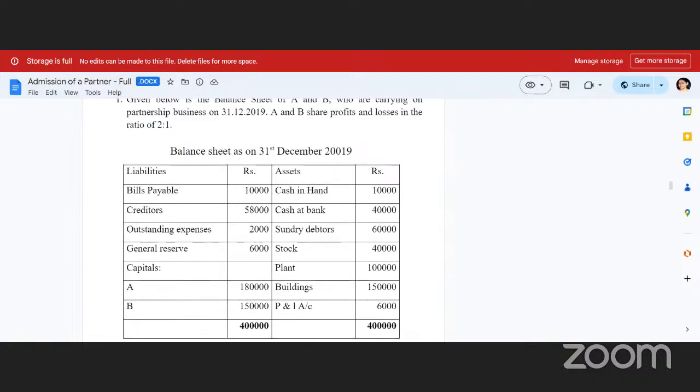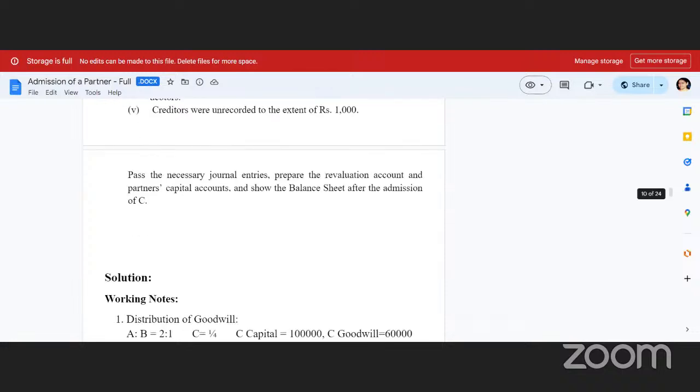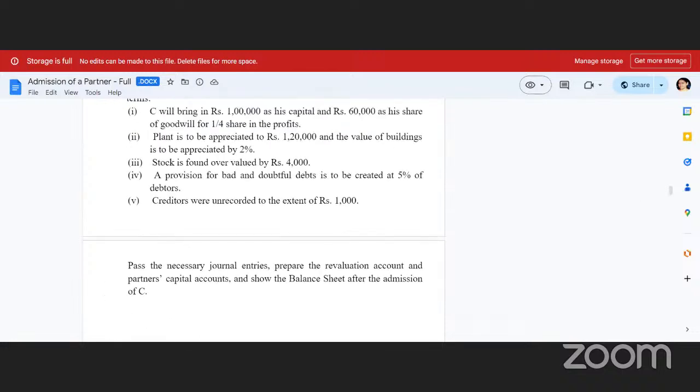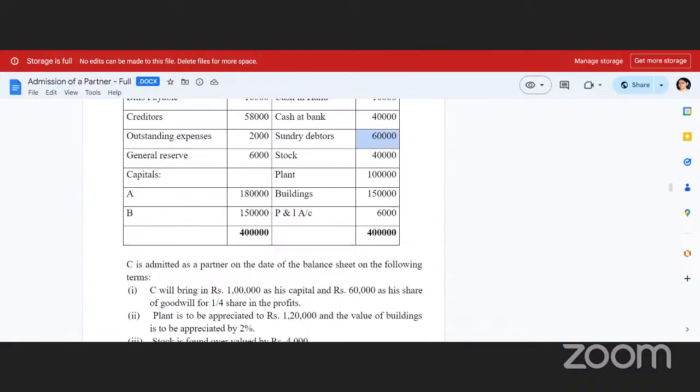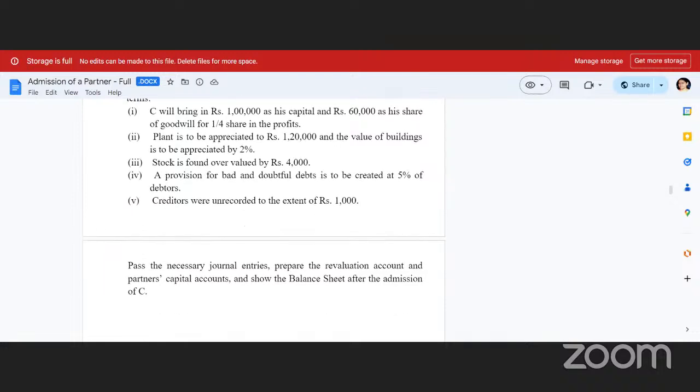See, what are the debtors? 60,000. On this 60,000, you should calculate 5%. If you calculate, again here also you get 3,000. So 3,000 is the decrease in the value of debtors. Okay, remember it one by one.